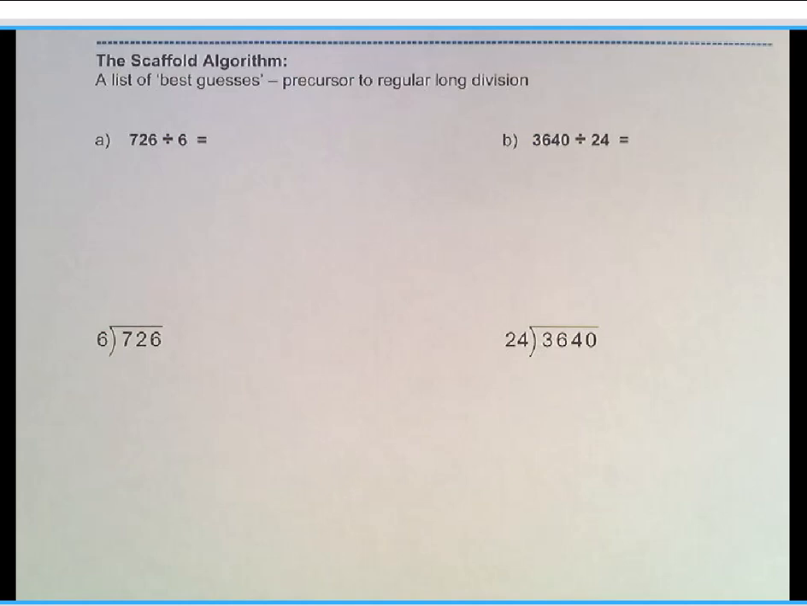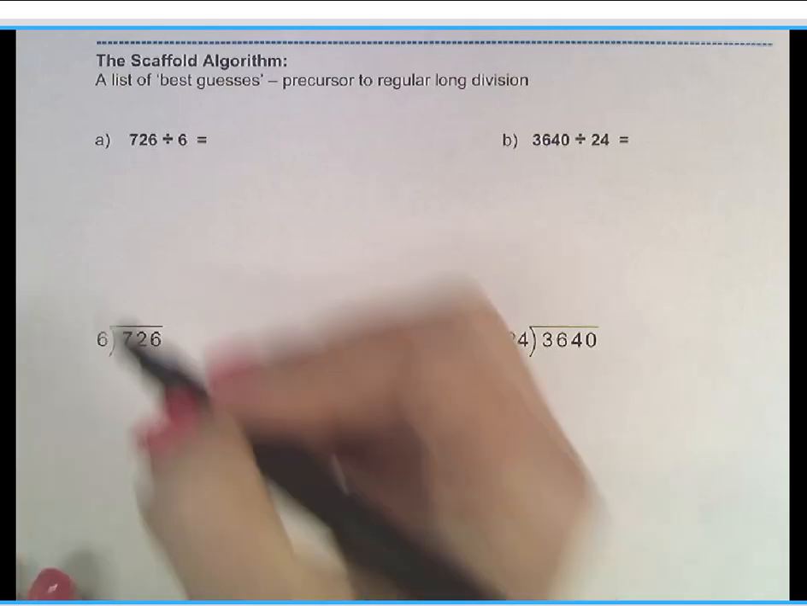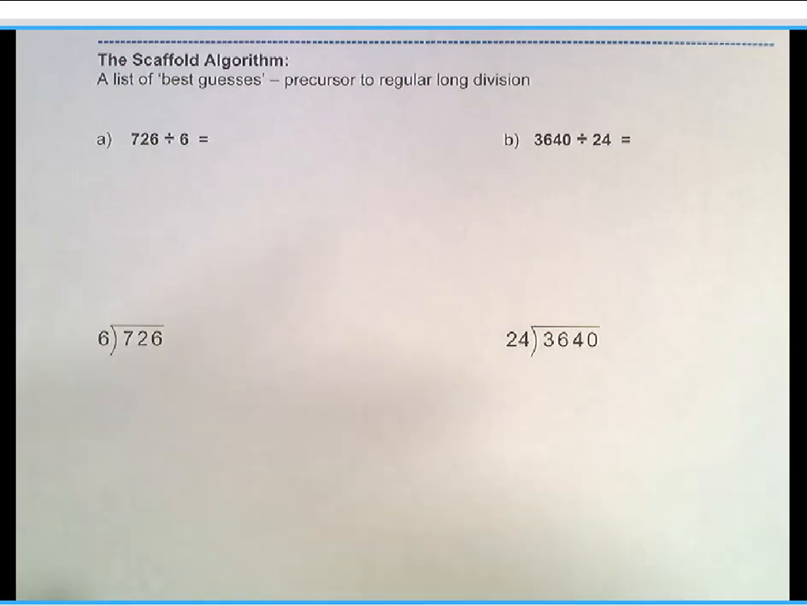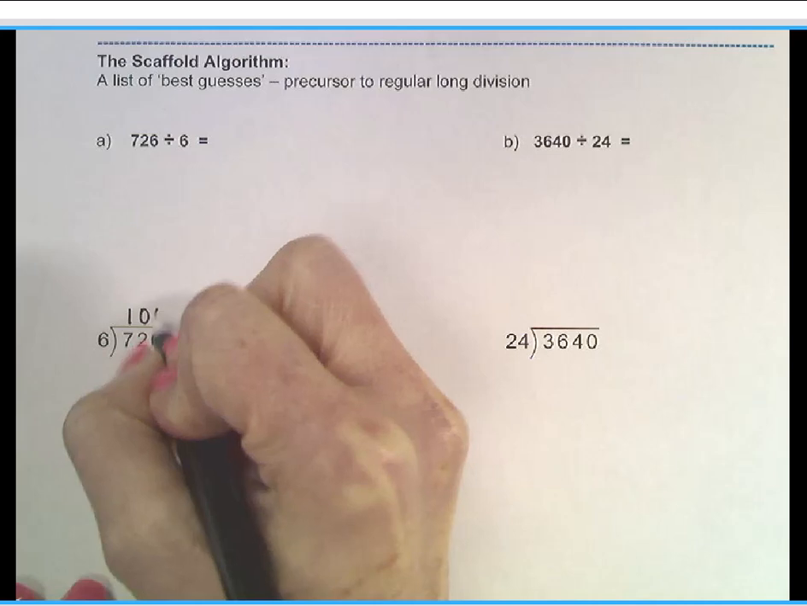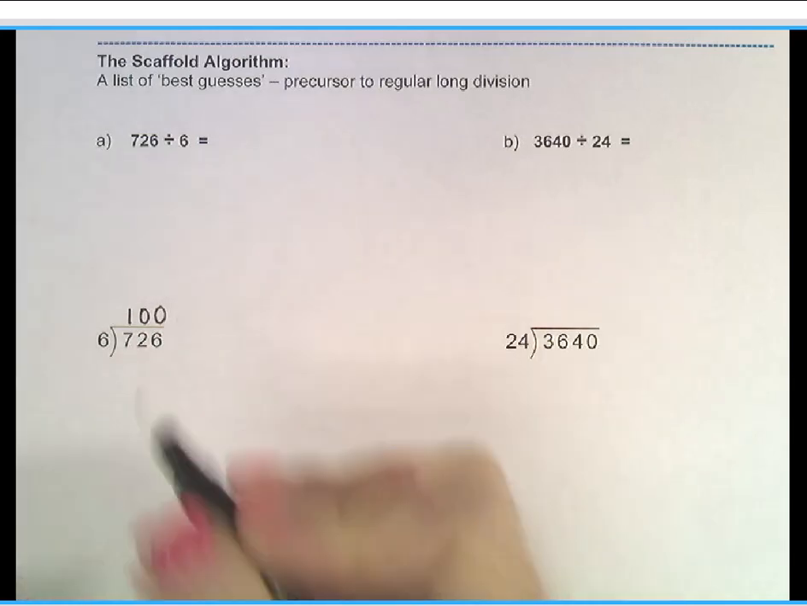So you think, well, how many times does 6 go into 726? Does it go in there 10 times? Does it go in there 100 times? And you want to pick nice numbers like 10s and 100s or 20s, things that you can do in your head, because the idea is it's supposed to make the math easy. Well, I know that 6 will go into 726 at least 100 times. So I'm going to put 100 because the math is easy.